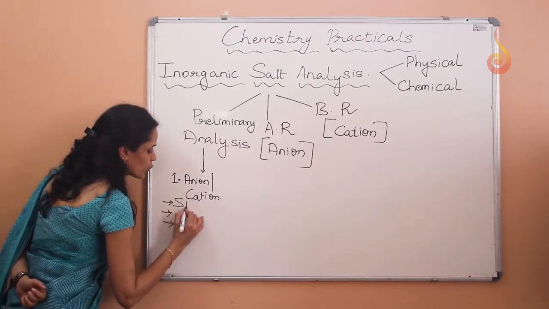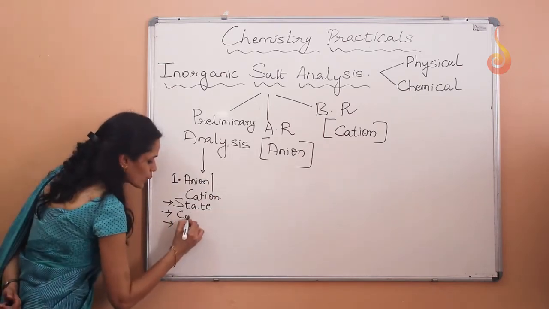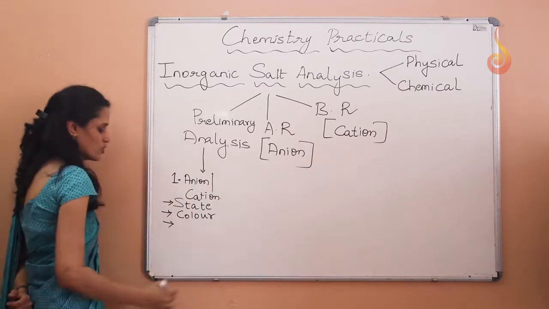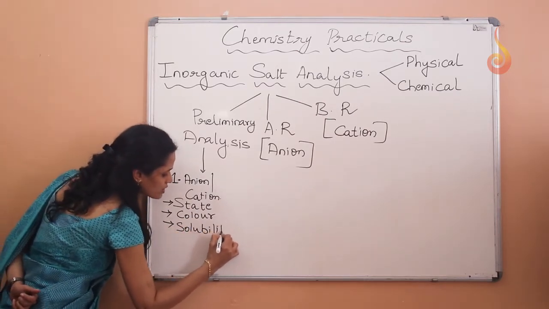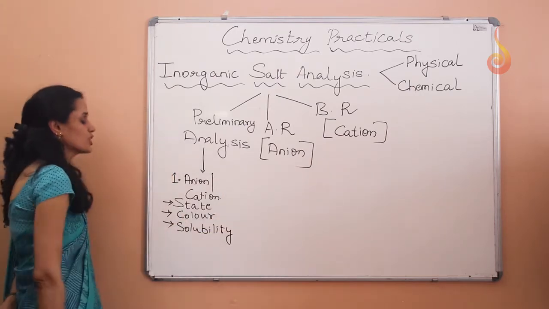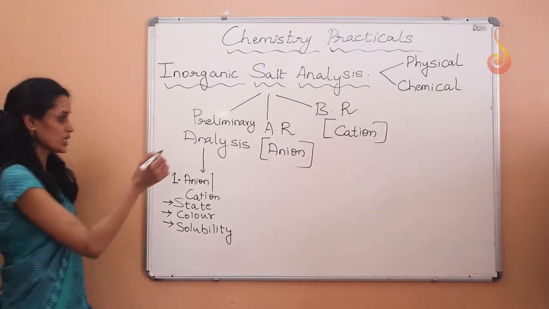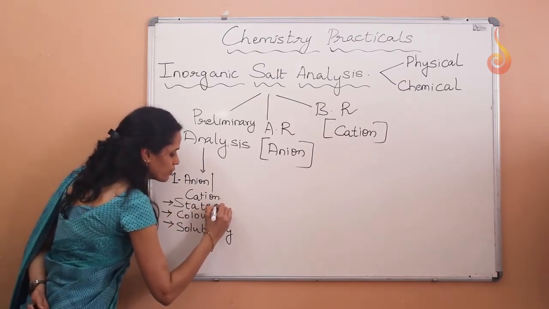So what are the 3 points we are checking in preliminary analysis? Firstly, we'll look at the state of the salt. Then next, we'll look at the color of the salt. Then next, we'll check the solubility of the salt. These are the 3 aspects we will be concentrating on. So what does state mean?